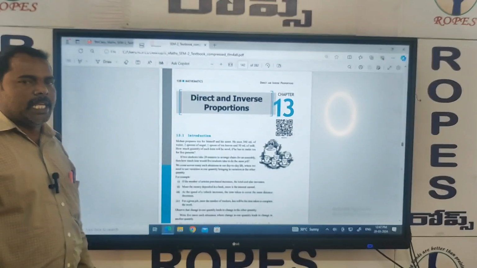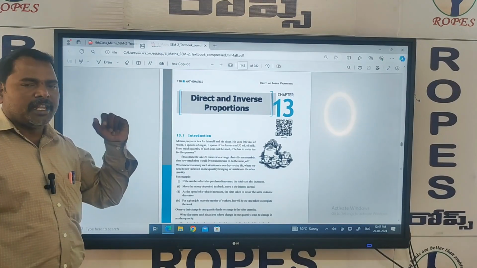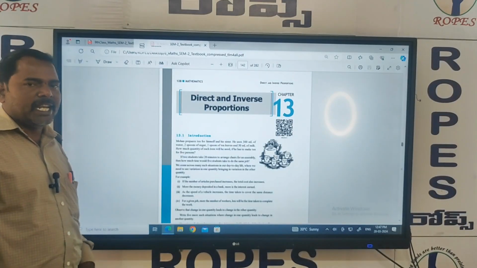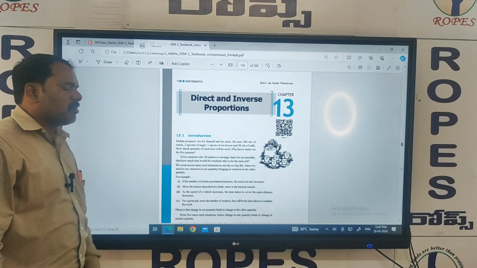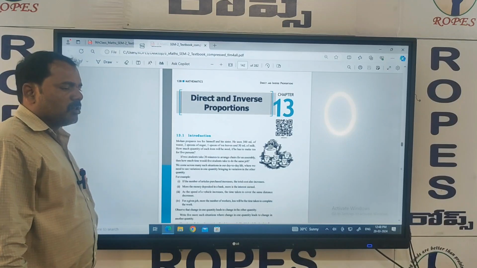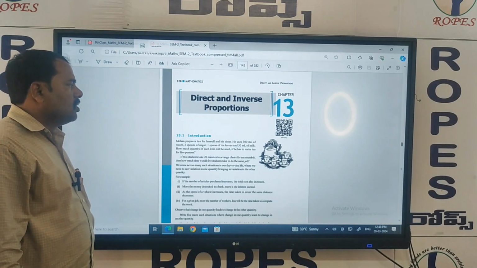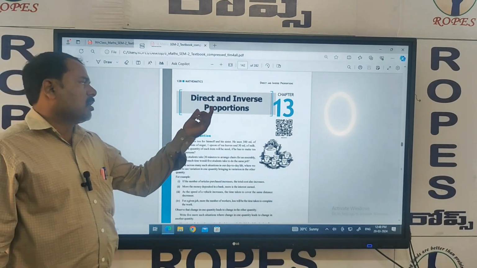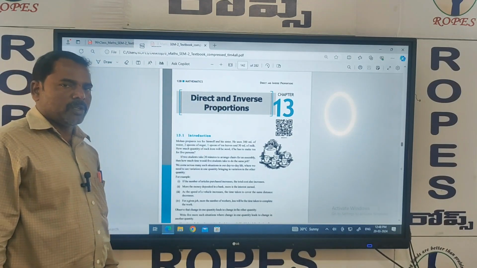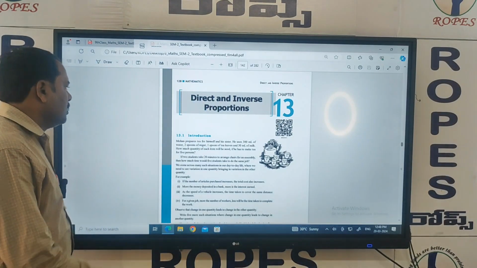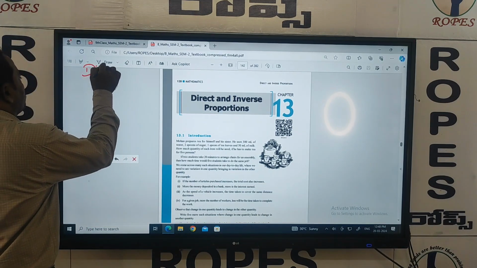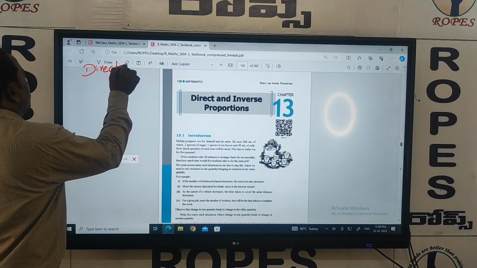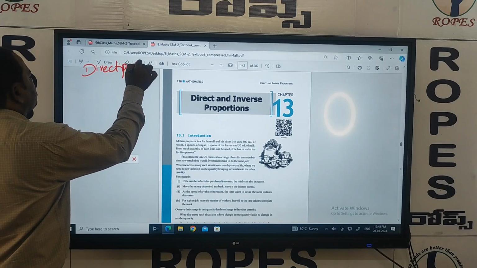Hi everyone, this is Sugmar from Ropes Organization. In the 8th class, chapter number 13 is Direct and Inverse Proportion. In this chapter, before going to discuss the chapter problems, we should first learn what is direct proportion and what is inverse proportion. First, we discuss direct proportion. What is direct proportion?